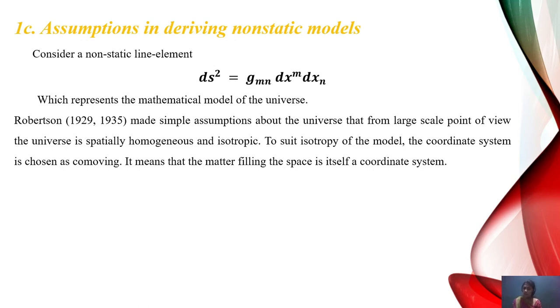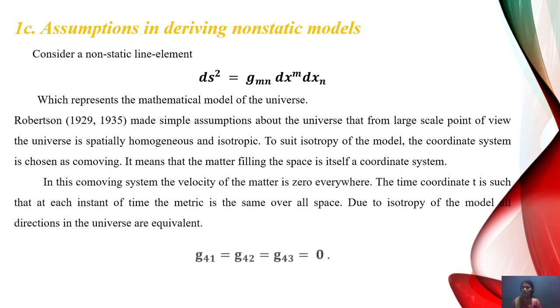To suit the isotropy of the model, the coordinate system is such that the matter filling the space itself serves as the coordinate system. How is this possible? They gave the mathematical model of the universe in the Robertson form, which shows that the velocity of matter is zero everywhere. The time coordinate t is such that at each instant the metric is the same over all space.